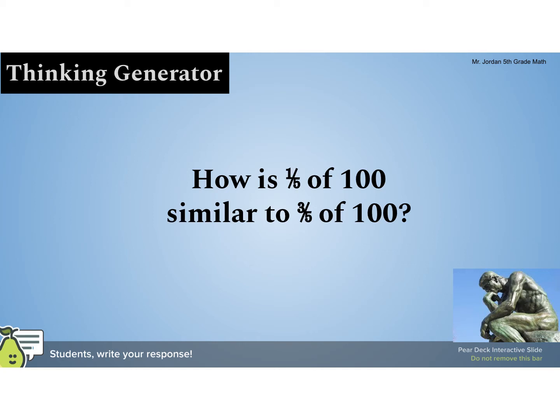So how is 1/5 of 100 similar to 3/5 of 100? Well, the obvious answer is that they're both fifths. In order to solve 3/5 of 100, first you need to figure out what 1/5 is. So they both are fifths, or 1/5 of 100. Then you have to multiply by 3 for the second one.